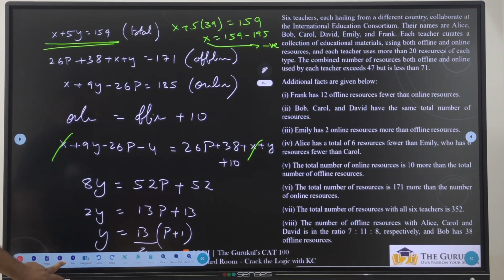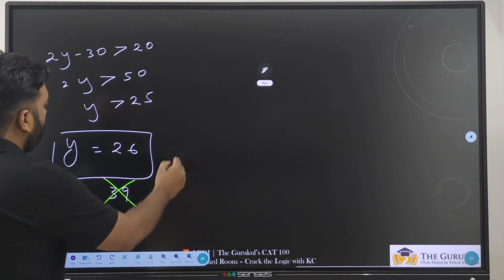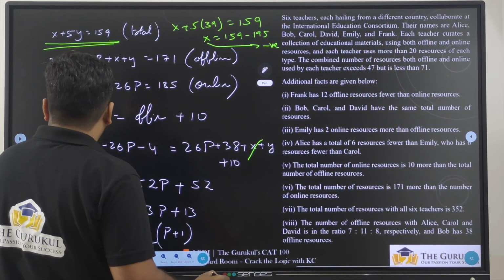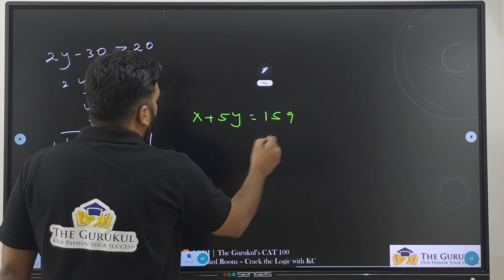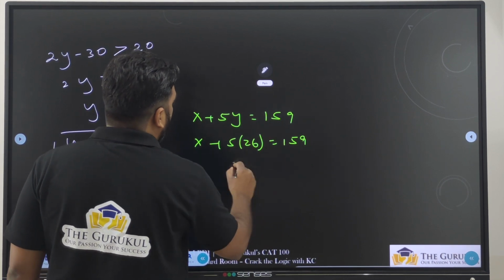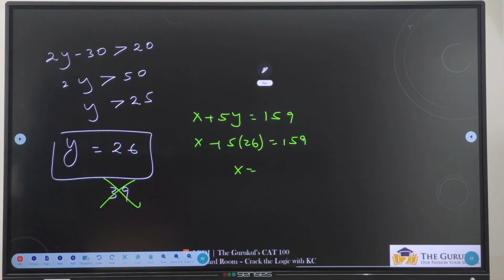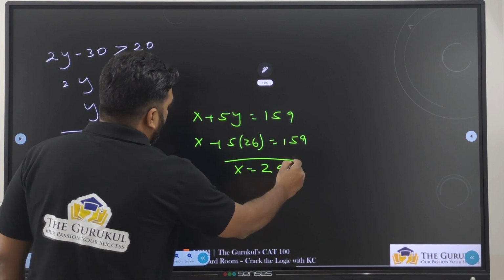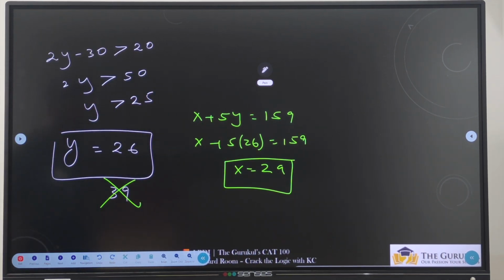If the y value is 26, then what is the x value? So x plus 5y is equal to 159. So x plus 5 into 26 is equal to 159. So x will be equal to how much? Perfect. x is equal to 29.